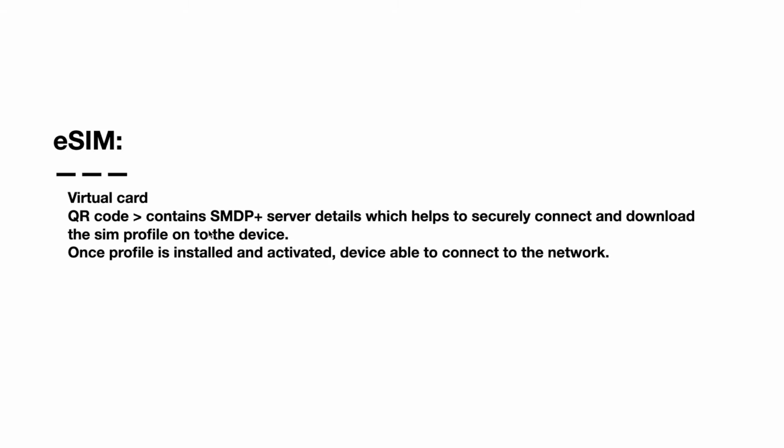Once the device scans this QR code, it fetches the SMTP server details from the QR code. It reads them, and it directly reaches the SMTP server and tries to download the eSIM and install it onto the device. So this is a simple way of understanding eSIM functionality post scanning the QR code.